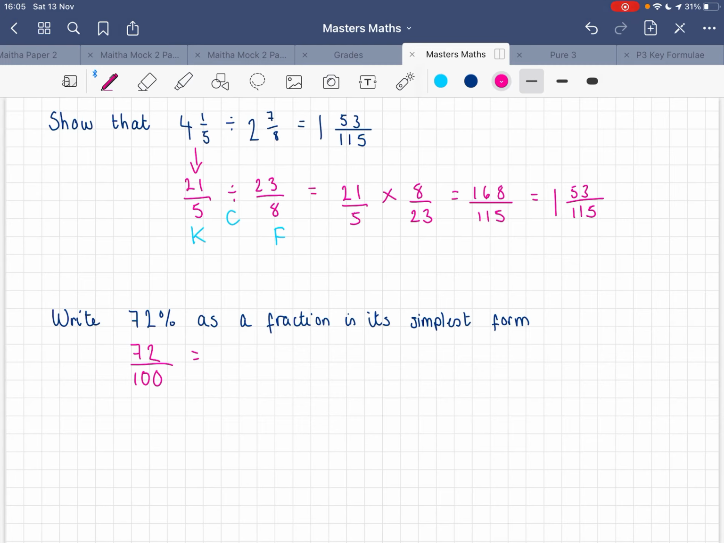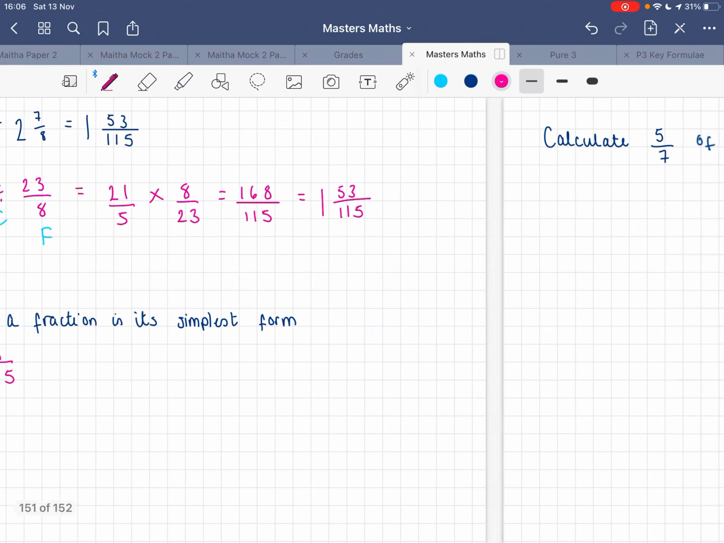Now again, calculator exam, so if you type 72 over 100 into your calculator and press equals, your calculator will automatically simplify it for you. It becomes 18 over 25. If you want to look at how you've done that explicitly, we've divided the top and the bottom by 4. But your calculator will do that for you. But that's the answer, 18 over 25. So percentage, always put it over 100 and then simplify where you can.